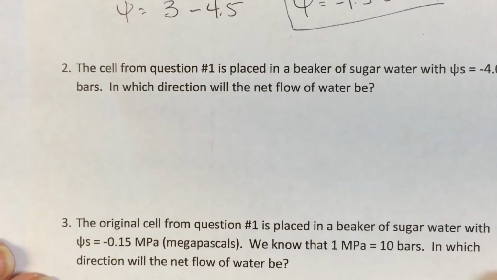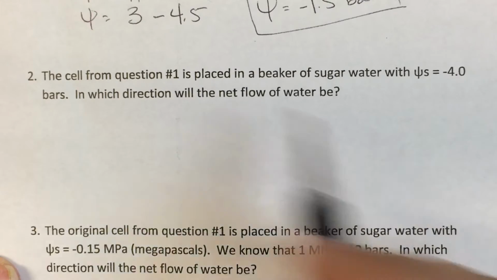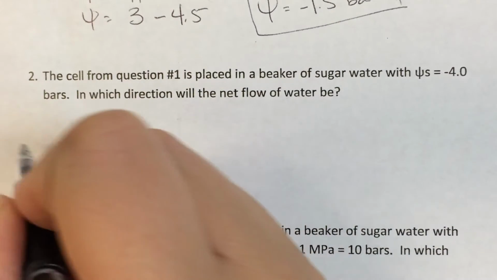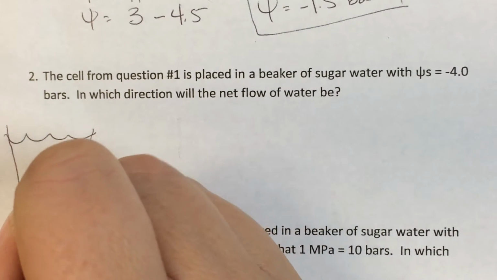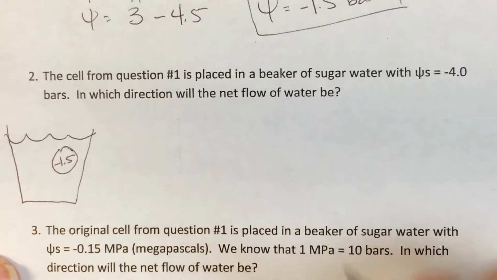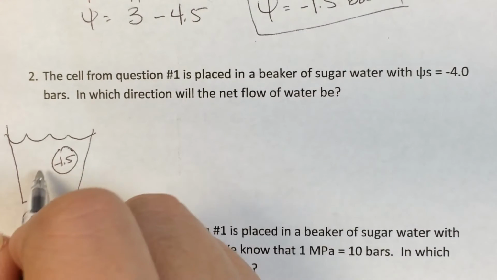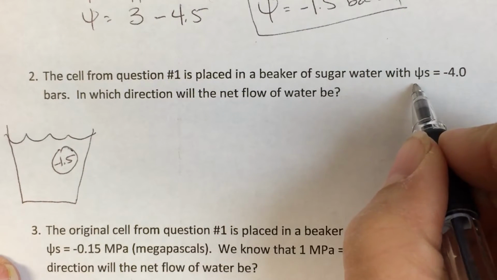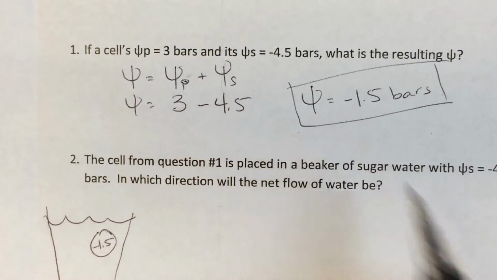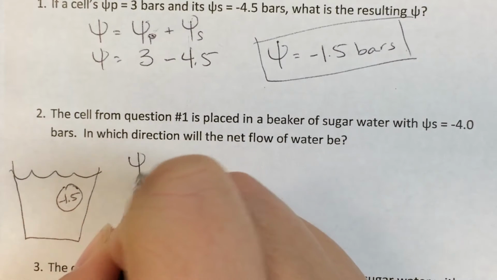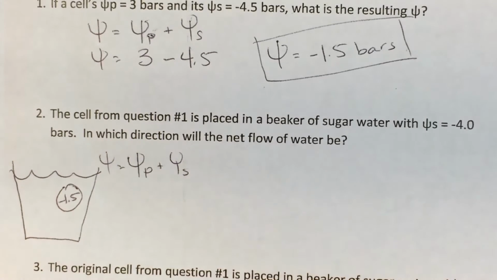On to problem 2. The cell from question 1 is placed in a beaker of sugar water with a psi of the solution of negative 4.0 bars. In which direction will the net flow of water be? I like pictures, so let's draw a diagram here. We know that my cell has a total psi of negative 1.5, but we need to find the value over here. In our solution, they give us psi s is negative 4.0. And we know that psi should be psi p plus psi s, so psi p plus psi s equals the psi of my solution.